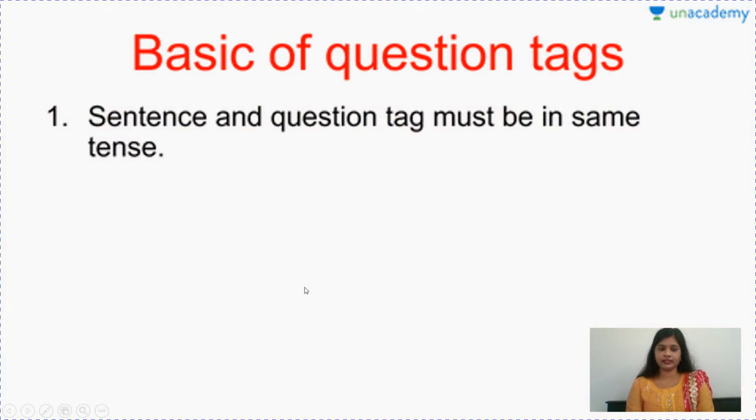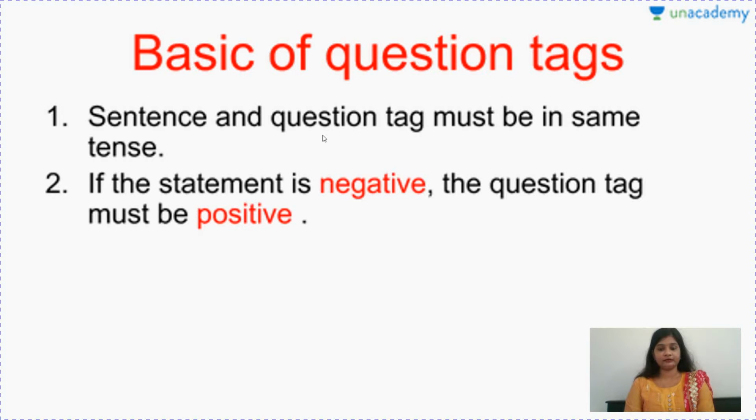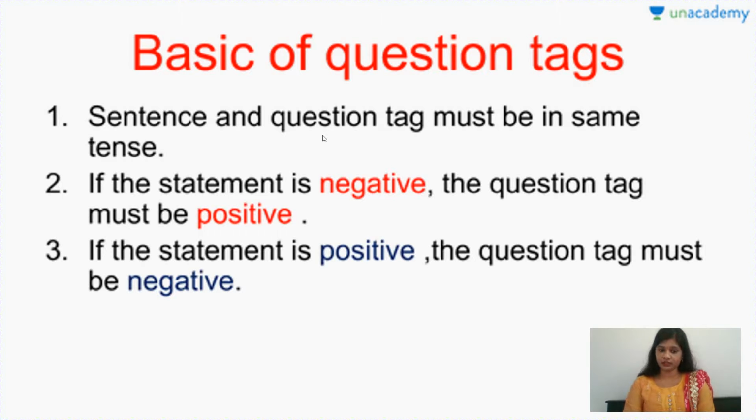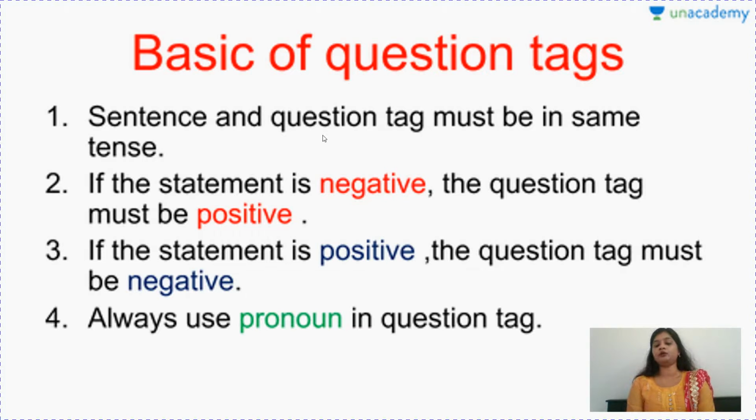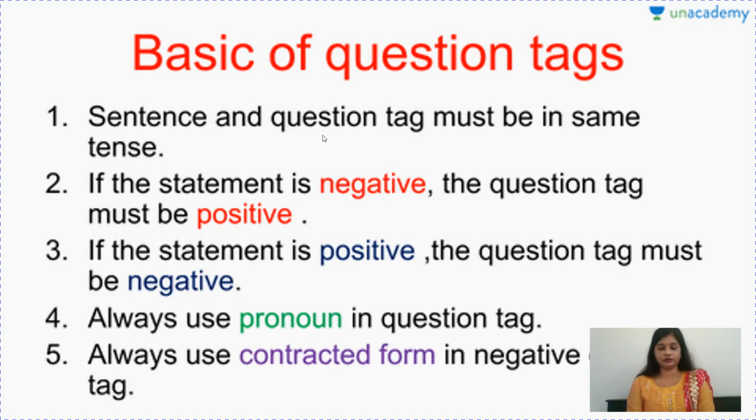Fine. I will give you more examples for your better understanding. Let's learn the basics of question tags. Sentence and question tag must be in the same tense. If you are writing in present tense, then question tag will go in present tense only. Like in the first sentence we read today is, so the question tag was also isn't. Fine. If the sentence is negative, the question tag must be positive. Means it works in the opposite way, children. And if the statement is positive, means the sentence is positive, then the question tag must be negative. And always use a pronoun in the question tag, like it or he or she. Always use contracted form in negative question tags.